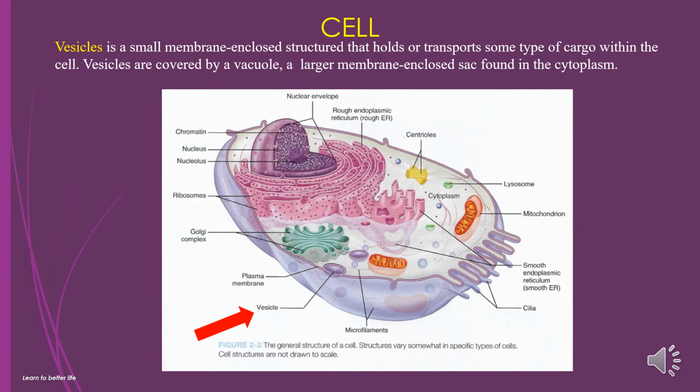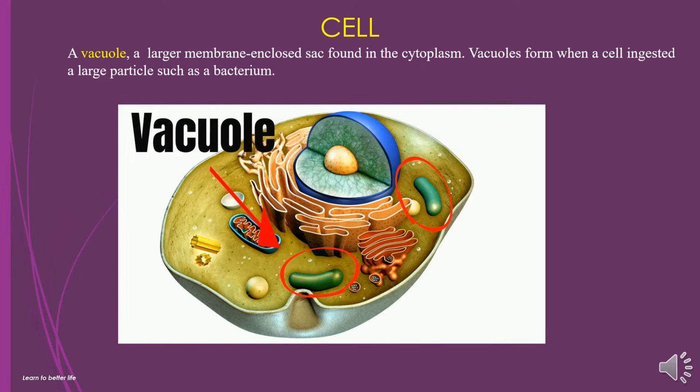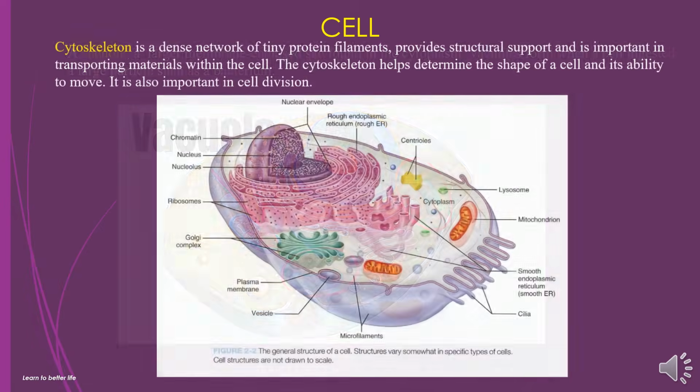Vesicle is a small membrane-enclosed structure that holds or transports some type of cargo within the cell. Vesicles are covered by a vacuole, a larger membrane-enclosed sac found in the cytoplasm. Vacuoles form when a cell ingests a large particle such as a bacterium.